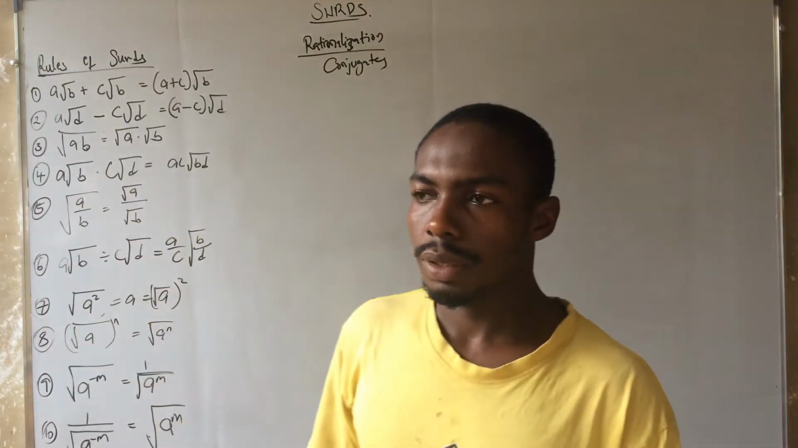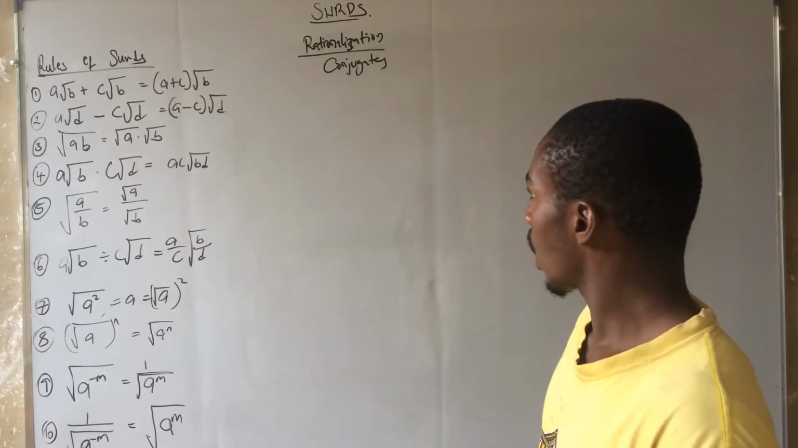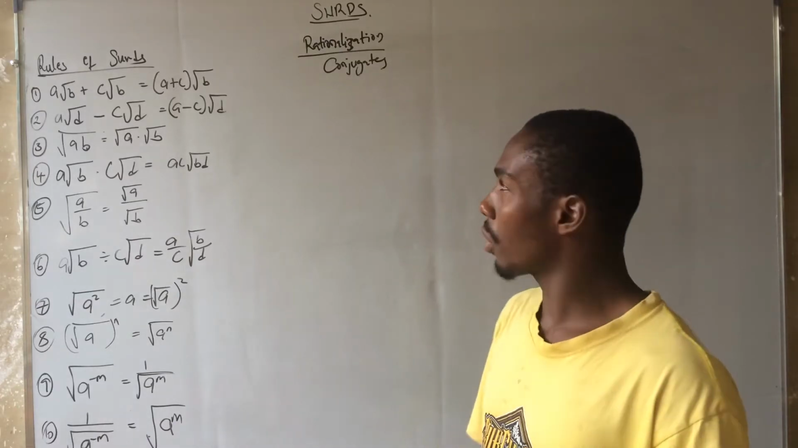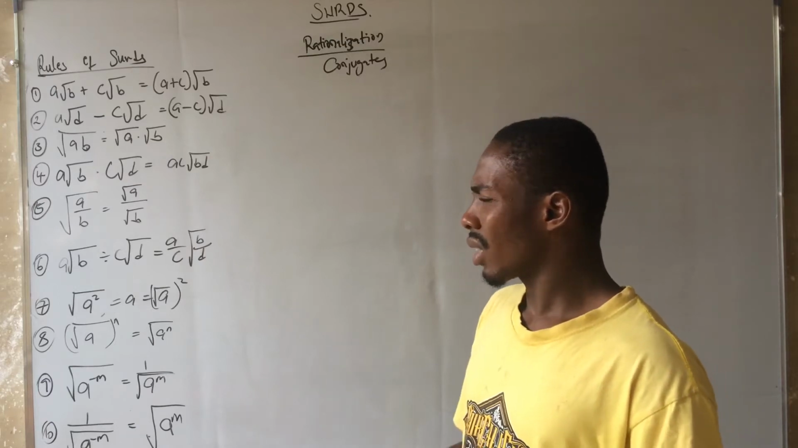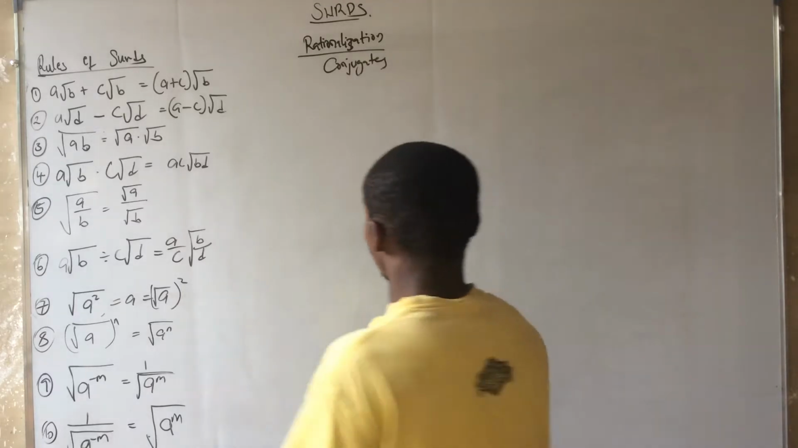Good morning, everybody. Today's video we'll be talking about conjugates of surds. In my last video I did rationalization of surds, and today I'll be starting from number 6 again to number 10. So, conjugates.